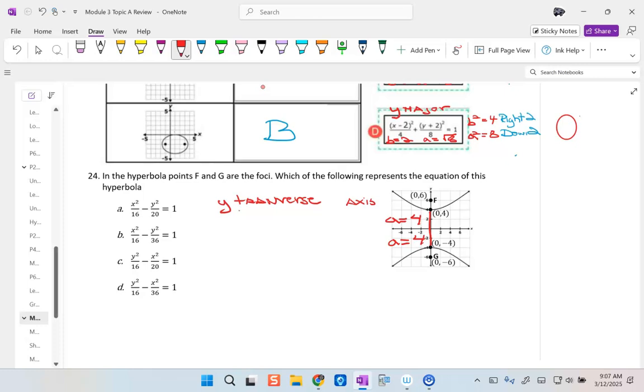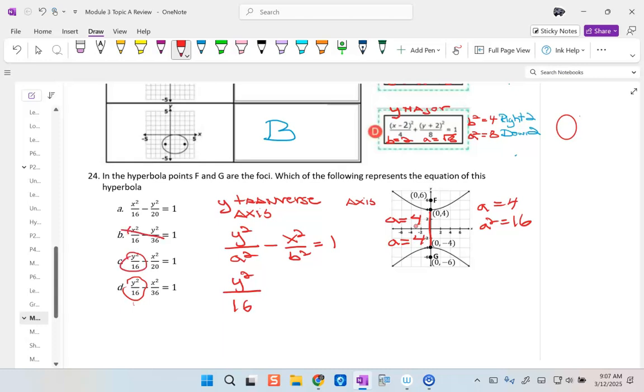where the y is the transverse axis, the equation for it looks like this: y squared over a squared minus x squared over b squared is equal to 1. And you know that a is 4. So a squared is 16. All right, and the 16 has to be under the y. It can't be this one, and it can't be that one. So it's either going to be C or D.